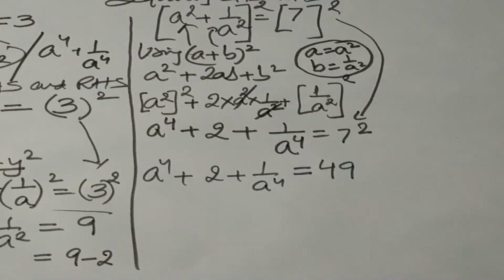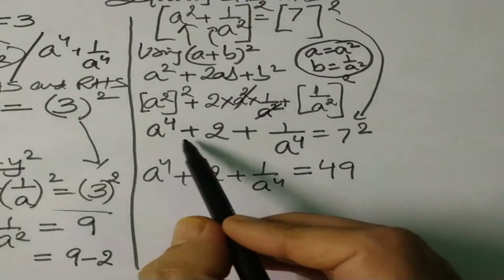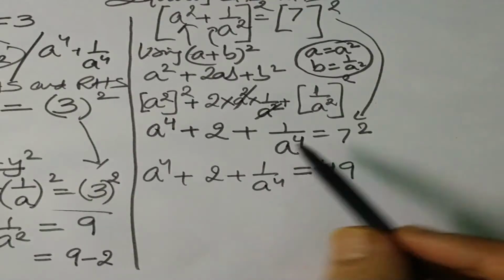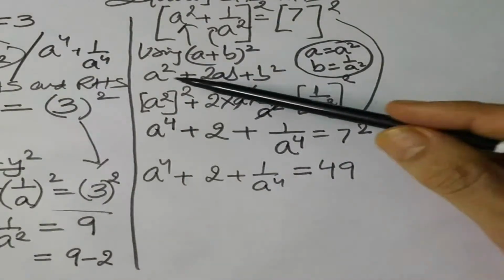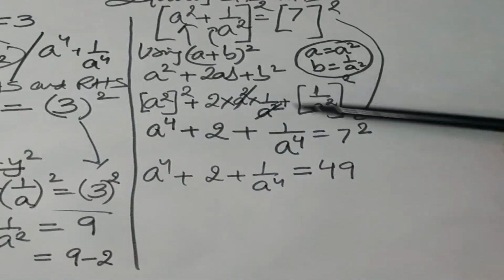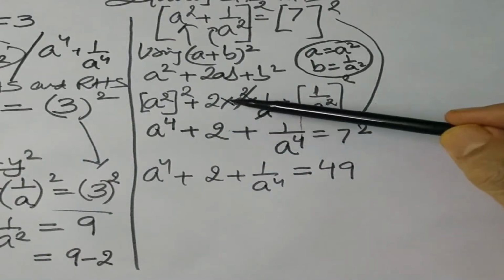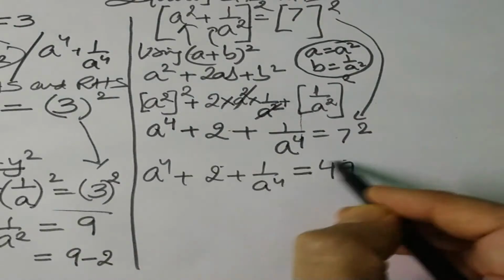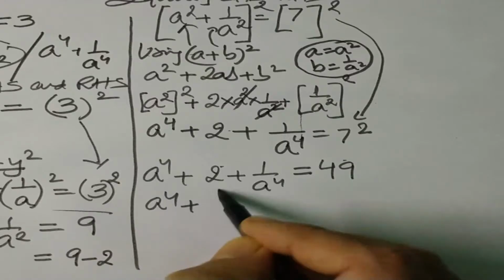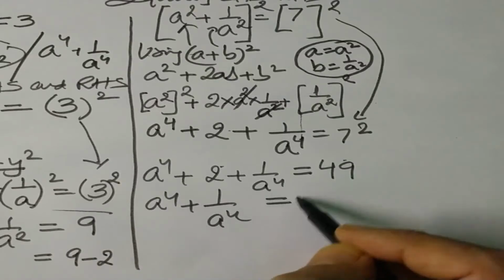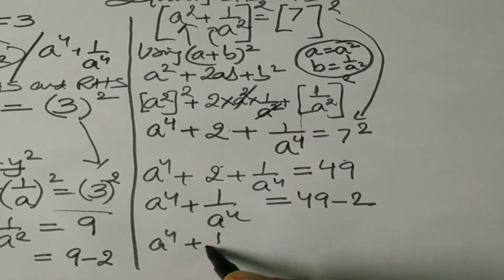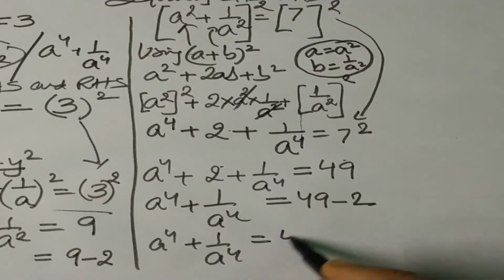Understood this step? You can revise it by seeing it again. This is a⁴, this is b², and the formula is this: a² is this, b² is this, and 2ab is this in between, so the answer is this 2. What will be the next step? 2 will go on the right side, so a⁴ + 1/a⁴ is equal to 49 minus 2. So your answer becomes 47.